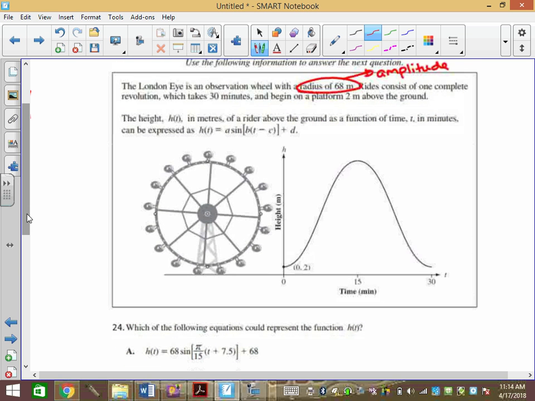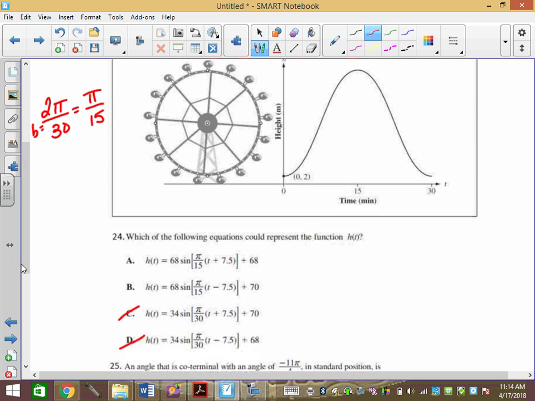The ride consists of one complete revolution, which takes 30 minutes. That's your period. So it's going to be 2 pi divided by 30, which is pi over 15, is my B, right? They both have pi over 15. We didn't reduce anything. Dang it.